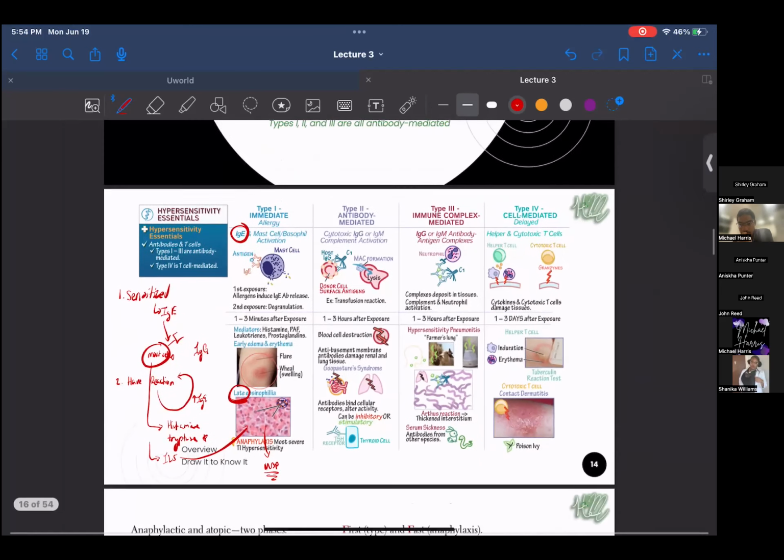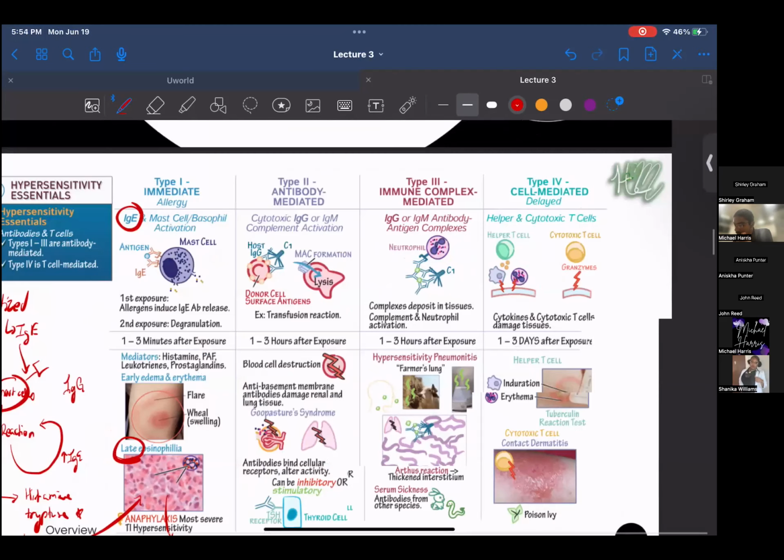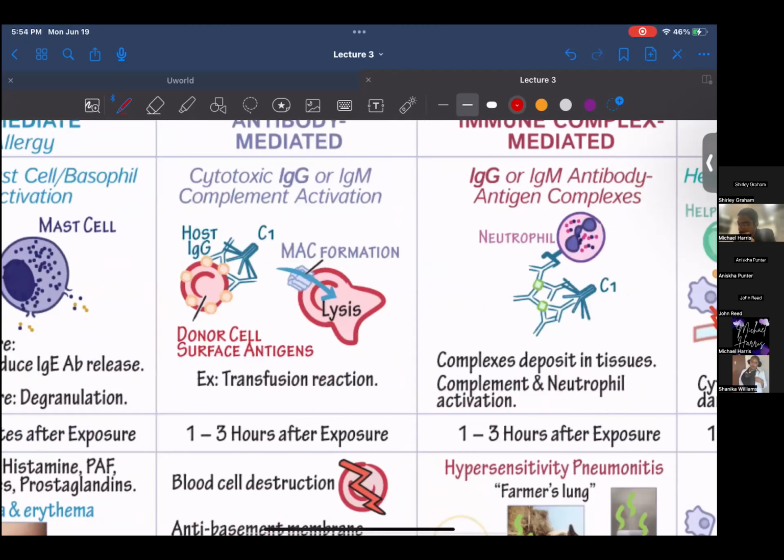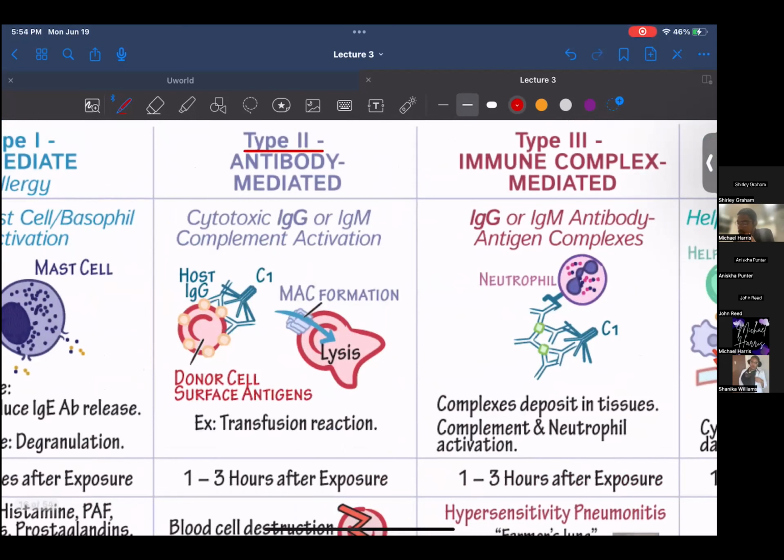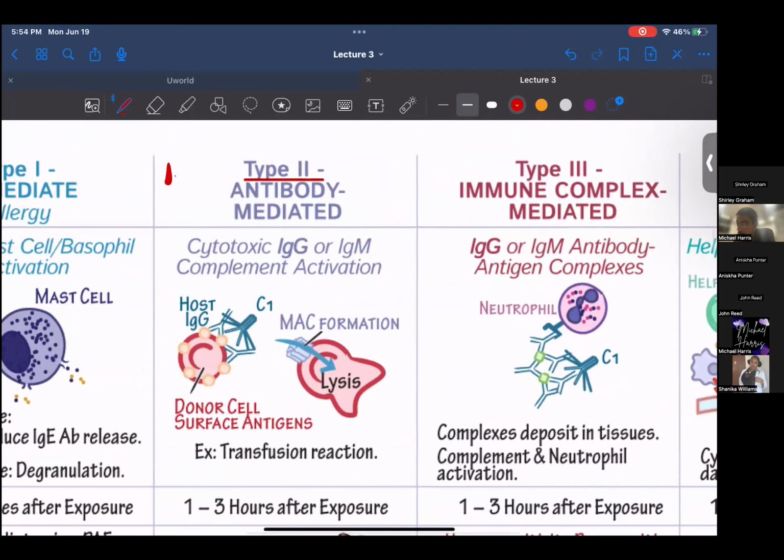Okay, good. Now, the next one we're going to talk about is type 2. Within type 2, you have two different setups. One, you could cause cell death. You bind to it, and as a result, you cause apoptosis. You bind to it, you activate complement, and you cause lysis with the MAC complex.